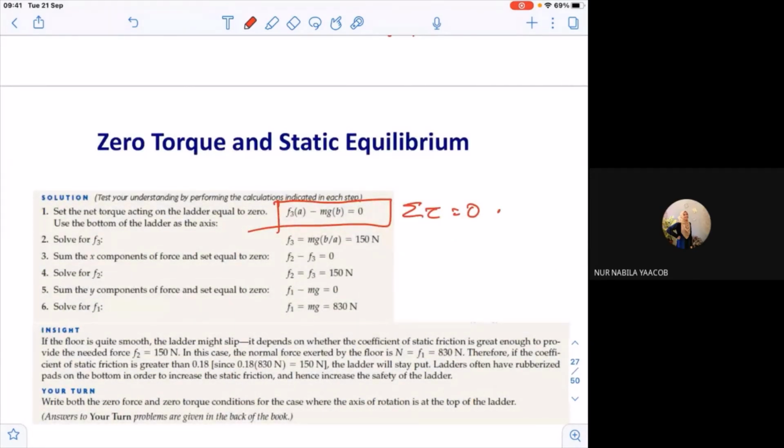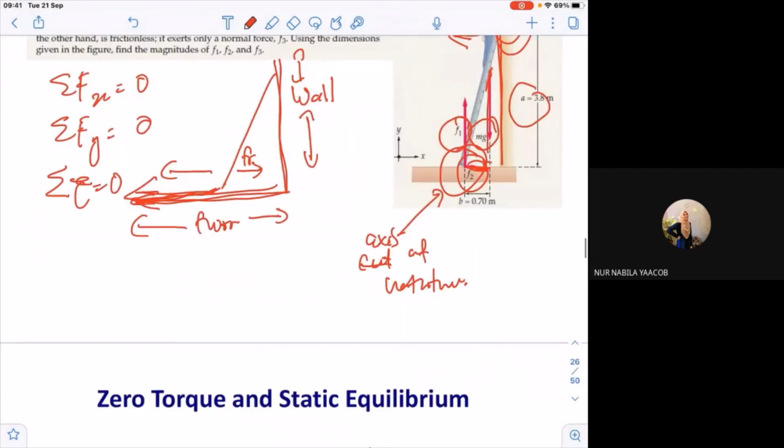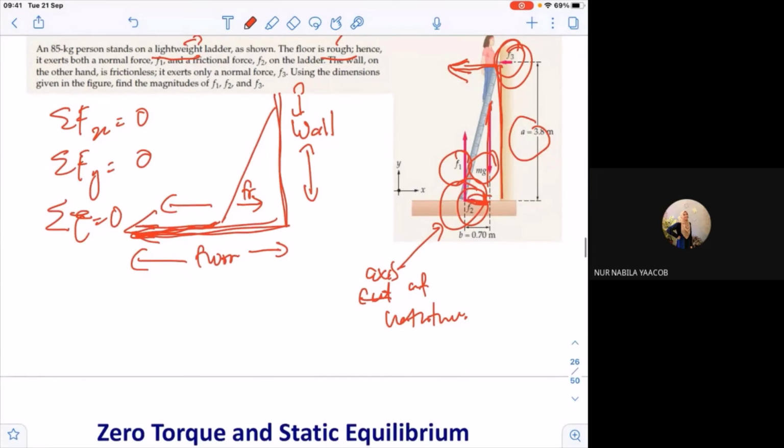Okay, kita bawa pergi sebelah sana, selesaikan dulu 3.8 dan dapat 150 Newton. F3 is equivalent to 150 Newton. Okay, because ni kita bawa ke sana. F3 equivalent to mgb over A. Okay, so equivalent to 150 Newton. Alright, so kita tengok right now F3 done.